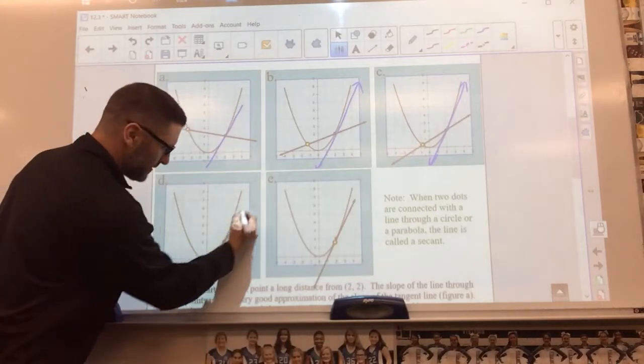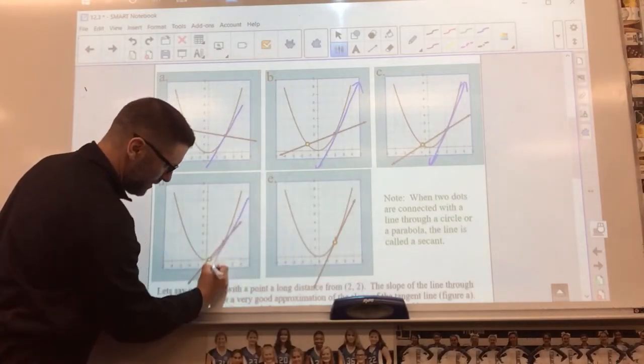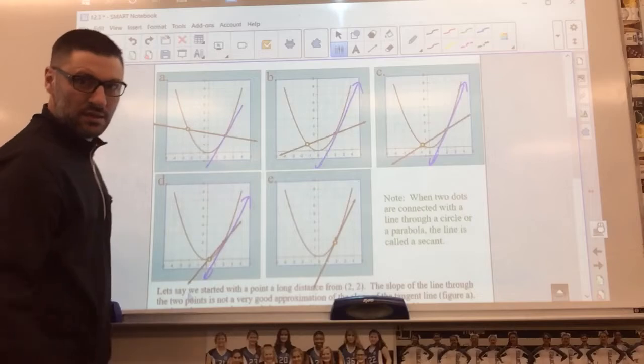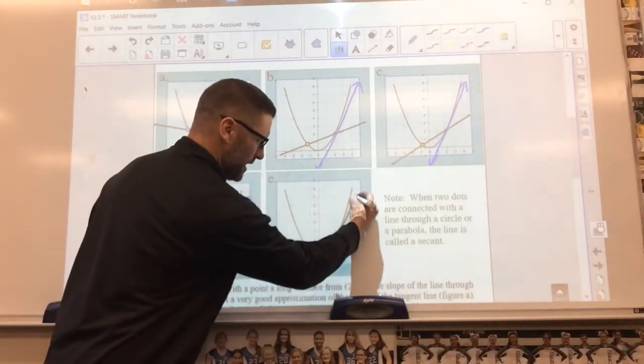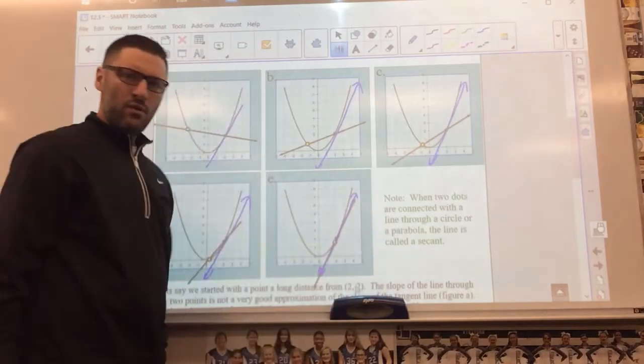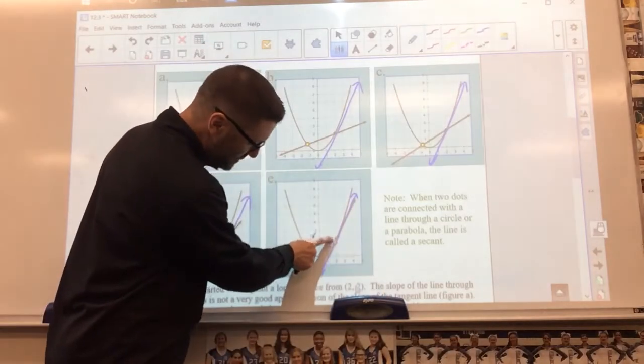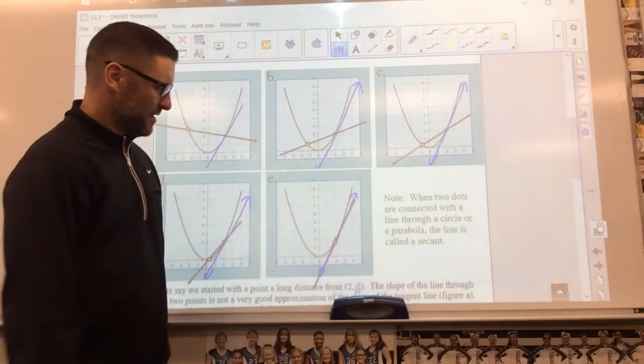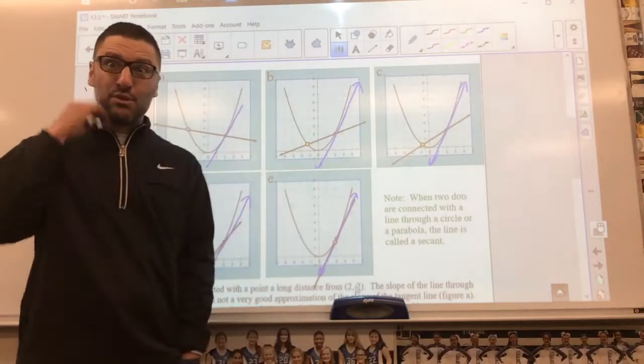Here I am. I could look at the slope. Oh, well, that's pretty close to the blue line. And then here, I'm going to look at the slope. And wow, that line between that yellow dot and that black dot is almost the same line as the blue tangent line.